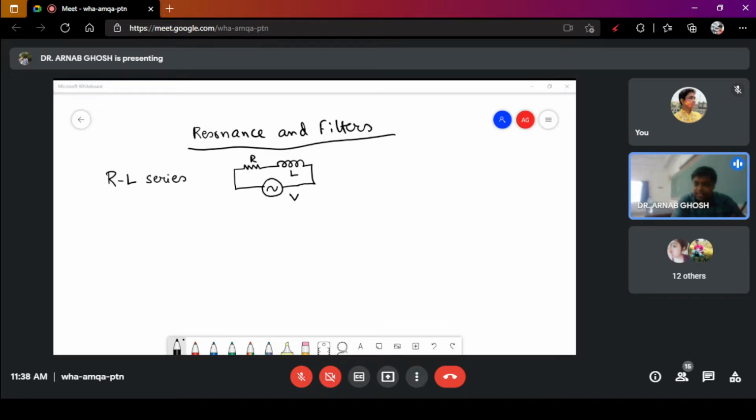So the current across the resistance is in phase with the voltage, and the current across the inductance is lagging the voltage by an angle of 90 degree. So how does the curve look like? Let's say for a series circuit, this current I remains the same across R and L.